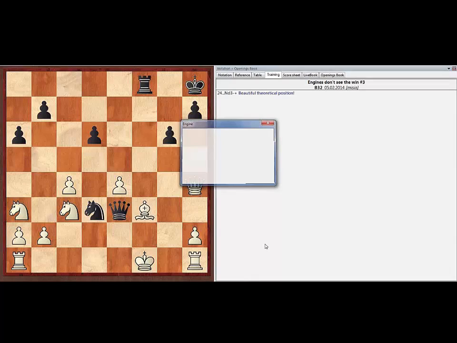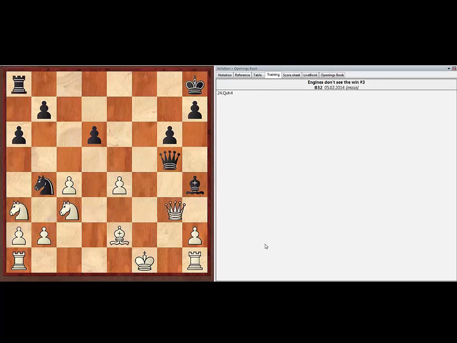It's a very complicated combination. I'm not saying that a human being can find it over the board. In analysis, for sure, but over the board, no chances. But it's a well-known line, and people just know it, the ones who play those lines. Now let's take a look at what the computer is suggesting.